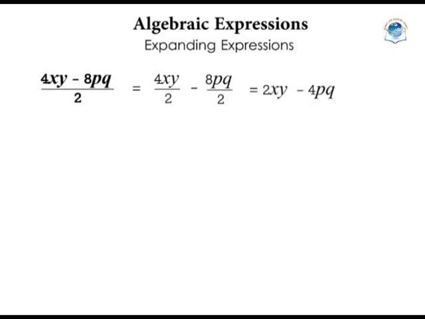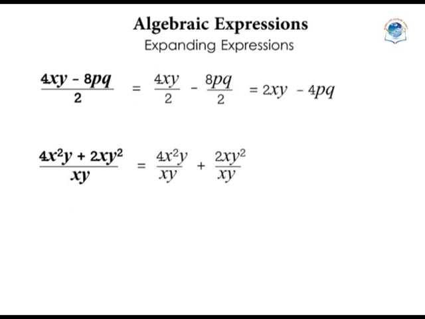Again, if a polynomial is divided by a factor, all the terms are divided by that factor. 4xy minus 8pq, everything over 2, means 4xy over 2 minus 8pq over 2. And that will give us 2xy minus 4pq. 4x squared y plus 2xy squared, over xy is equal to 4x squared y over xy plus 2xy squared over xy. When we cancel out, we remain with 4x plus 2y.